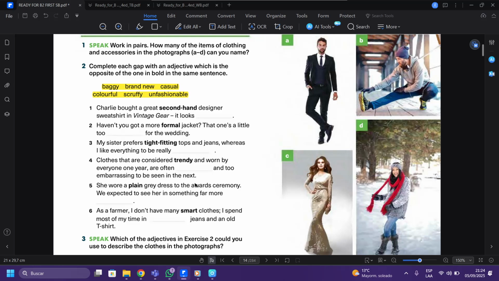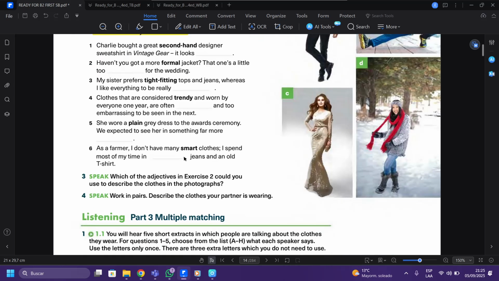And finally, we have number 6. As a farmer, I don't have many smart clothes. Smart clothes refers to very formal clothes. That is the meaning. And I spend most of my time in jeans and an old t-shirt as a farmer. So the opposite of smart clothes is scruffy. Yes. Very old clothes.